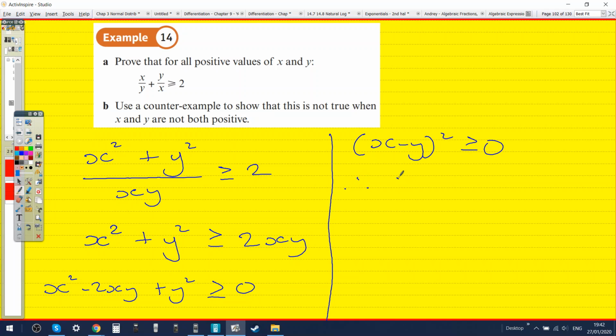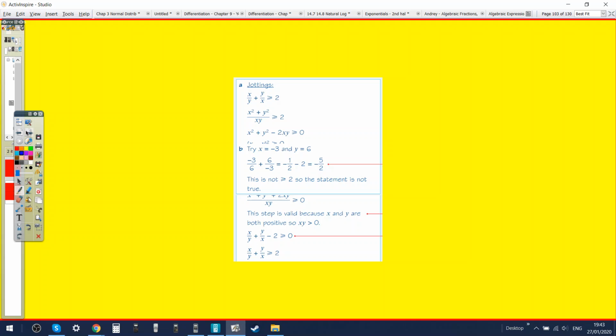How did you get to x minus y squared, sorry? Factorize it. So it's like x, 2 brackets, x minus y, x minus y. Okay. And then that can be written as something squared, which is always greater than or equal to 0.